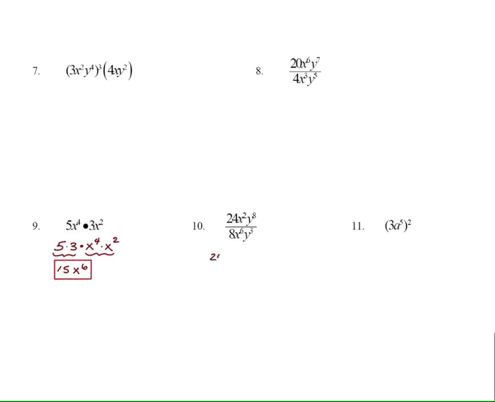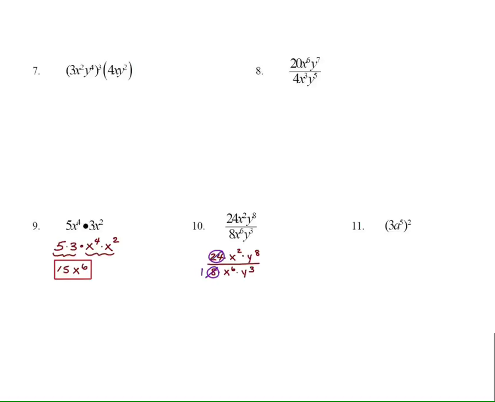So 10, I really have 24 times x squared times y to the 8th, and I'm going to separate the bottom similarly. And then I'd want to reduce the numbers and then reduce the x's and y terms and see what I have left, or x's and y parts, they're not technically terms.